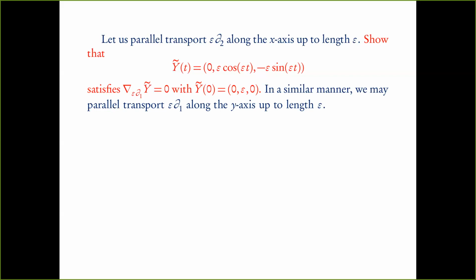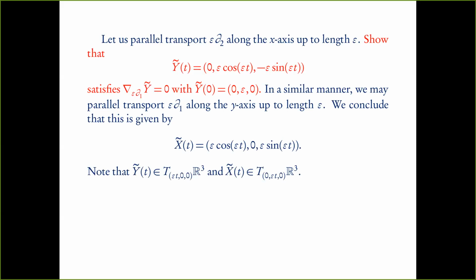In a similar manner, we can parallel transport epsilon delta 1 along the y-axis up to a length epsilon. So again, what happens? You are parallel transporting a vector in the x direction along the y-axis, but that means the vector epsilon, 0, 0 as it moves up along the y-axis should start turning in the xz plane. Then you check whether it's cosine and sine and whether there are sines anywhere, but this is the corresponding solution. So it starts rotating in the xz plane.